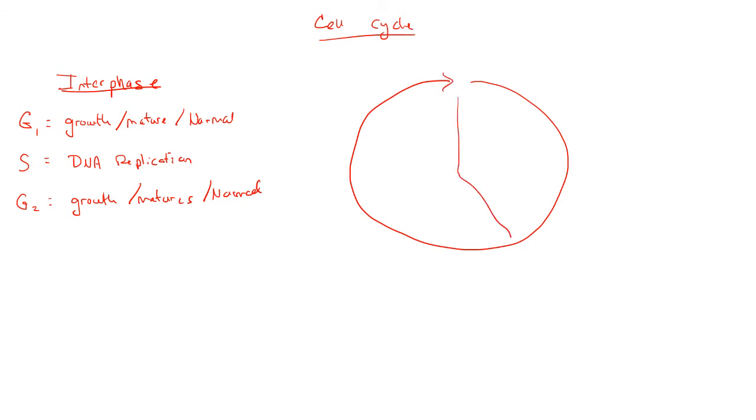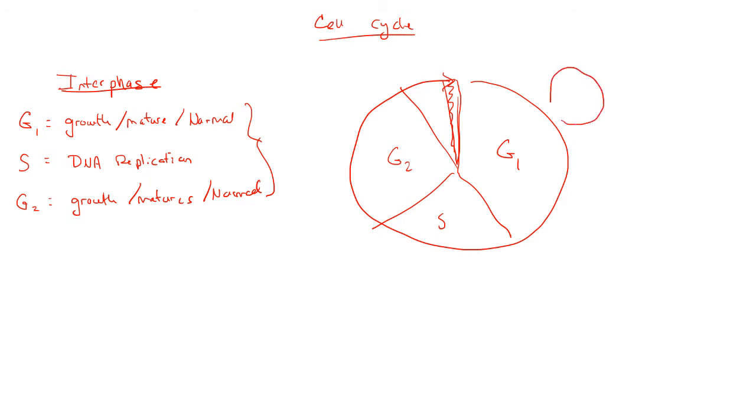And it kind of looks like a peace sign to a degree, but then we kind of narrow things down a little bit. Okay, so this is G1, synthesis, G2. These are the 3 parts that make up interphase. Don't forget this. This is all just interphase, the normal life stages of a cell. But there can be an exception.